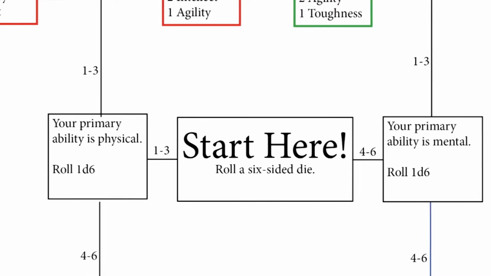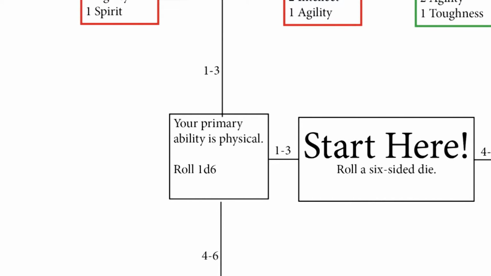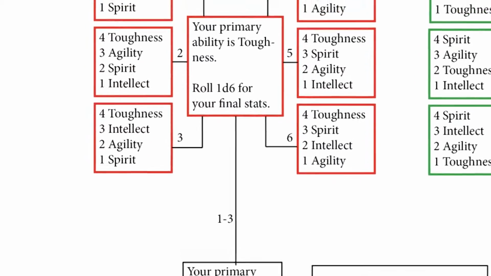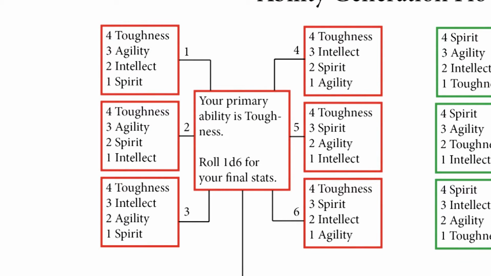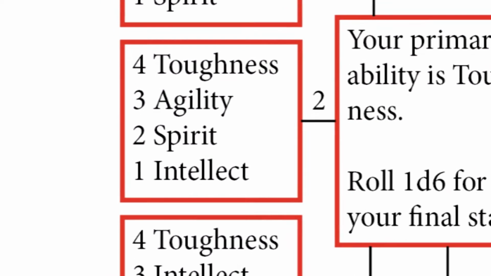Alright, I'll start. I roll a 3, which means my primary ability is going to be physical. I roll again, and I get a 1. That means my primary ability is going to be toughness. That'll mean there's a 4 in toughness, and then I roll 1 more time to find out what my other scores are going to be. I roll a 2. So I have a toughness of 4, but an agility of 3.